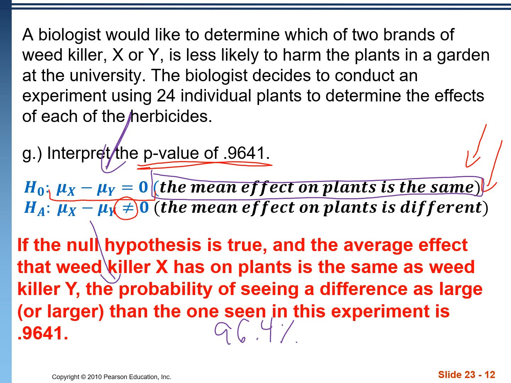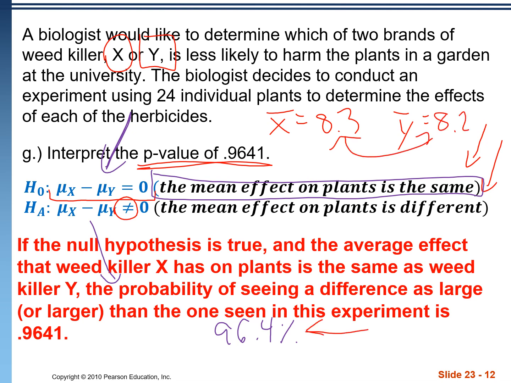So what that's telling us really is that when we rated all the plants that were sprayed with weed killer X, we got an average that was really close, let's say 8.3, to what we got when we rated all the plants with weed killer Y. Okay, so they were so similar that our results are showing this would happen pretty much all the time. That difference isn't unusual at all.